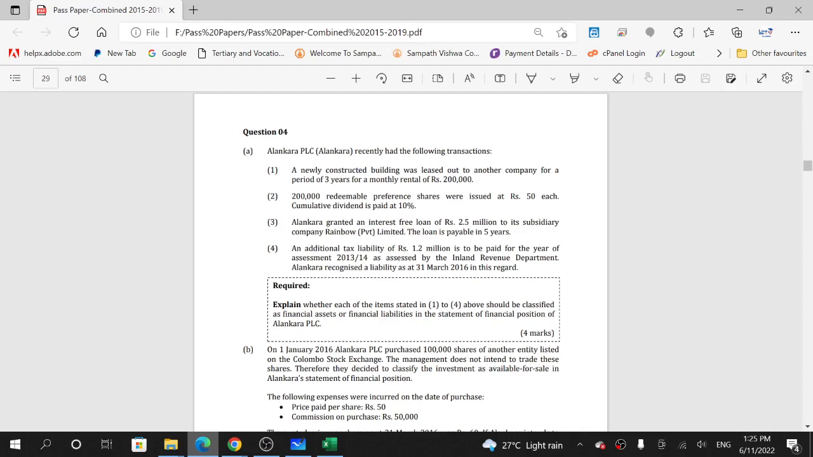Will that be a financial asset or a financial liability? Will that come under the definition of a financial instrument in broader concept? No. Why? There is no contractual obligation. There is no contract between us and the Department of Inland Revenue, but it is a legal obligation, or we can say a statutory obligation that arises. There is no contract.